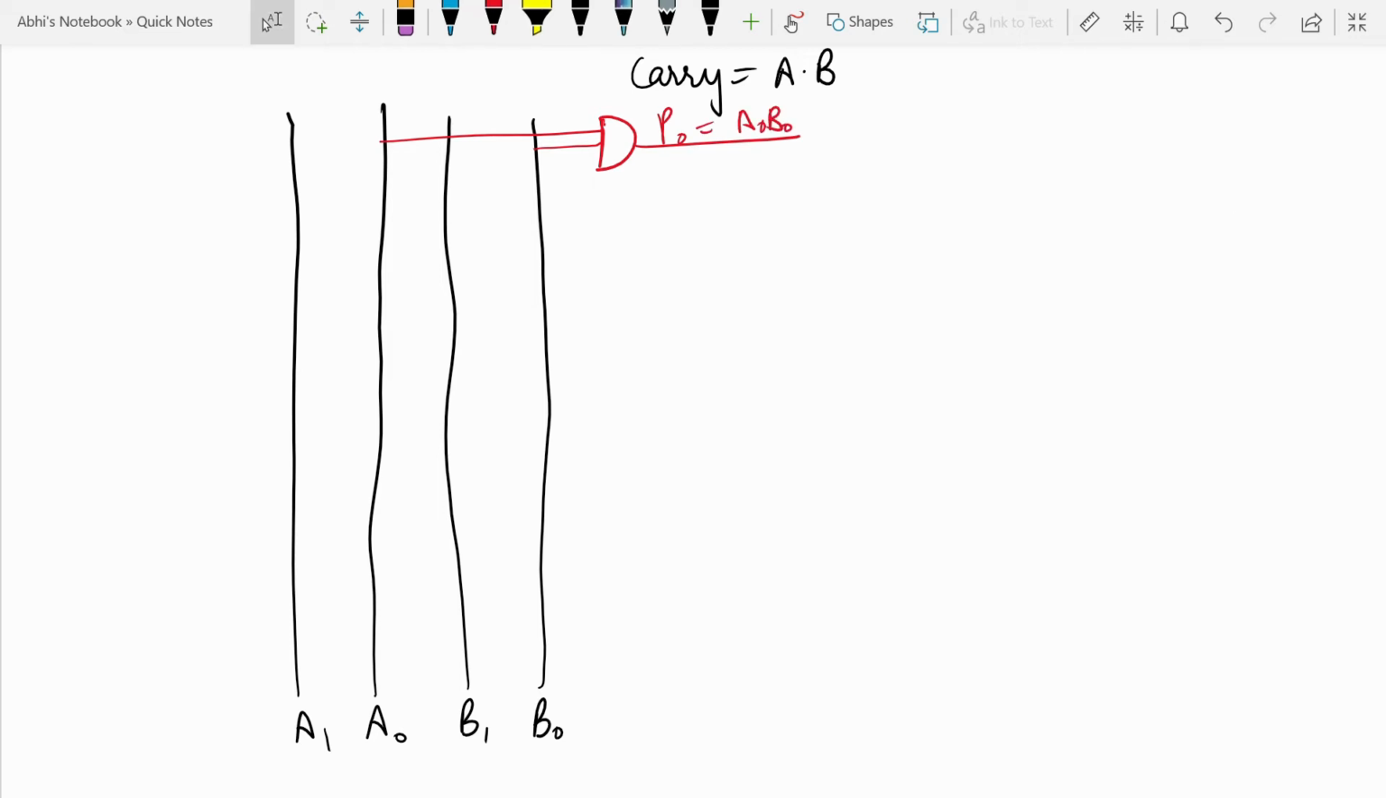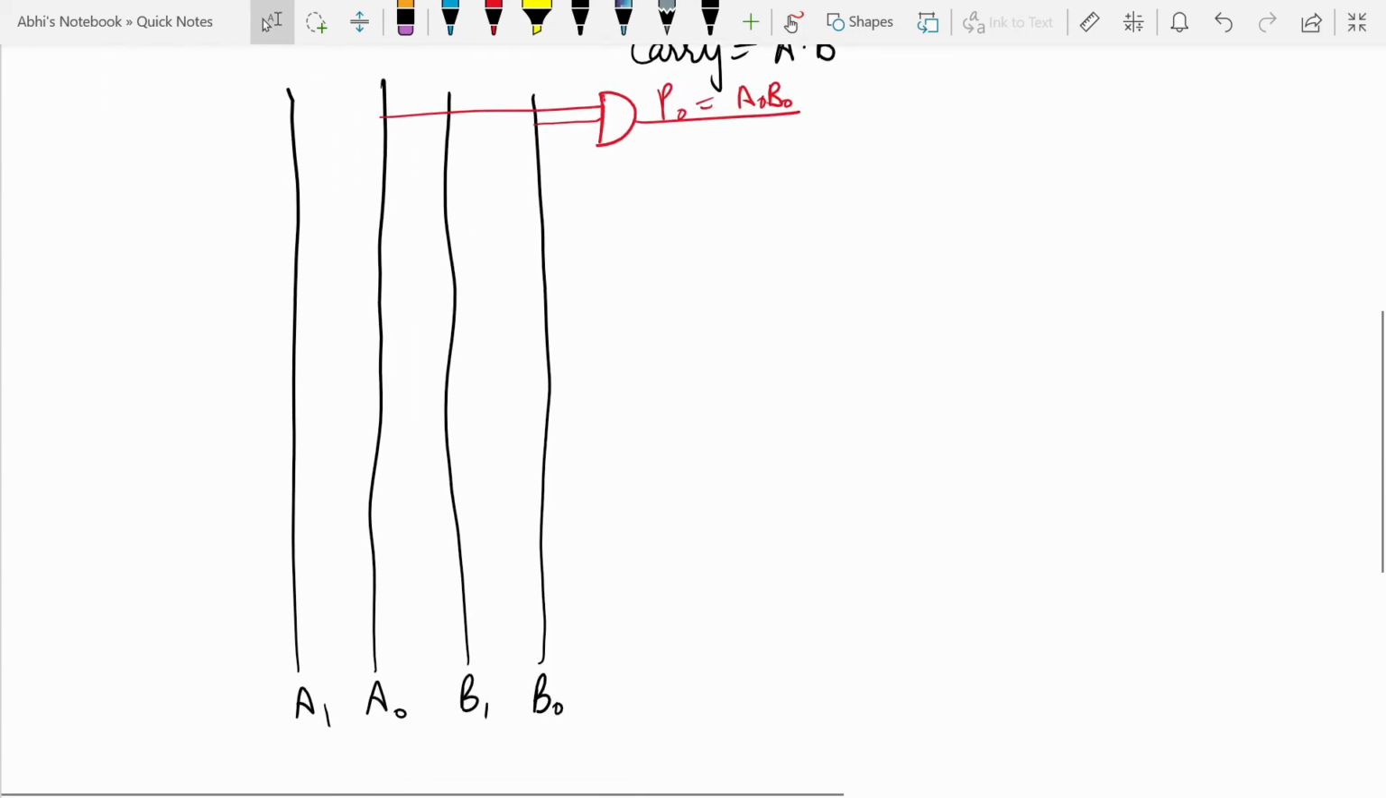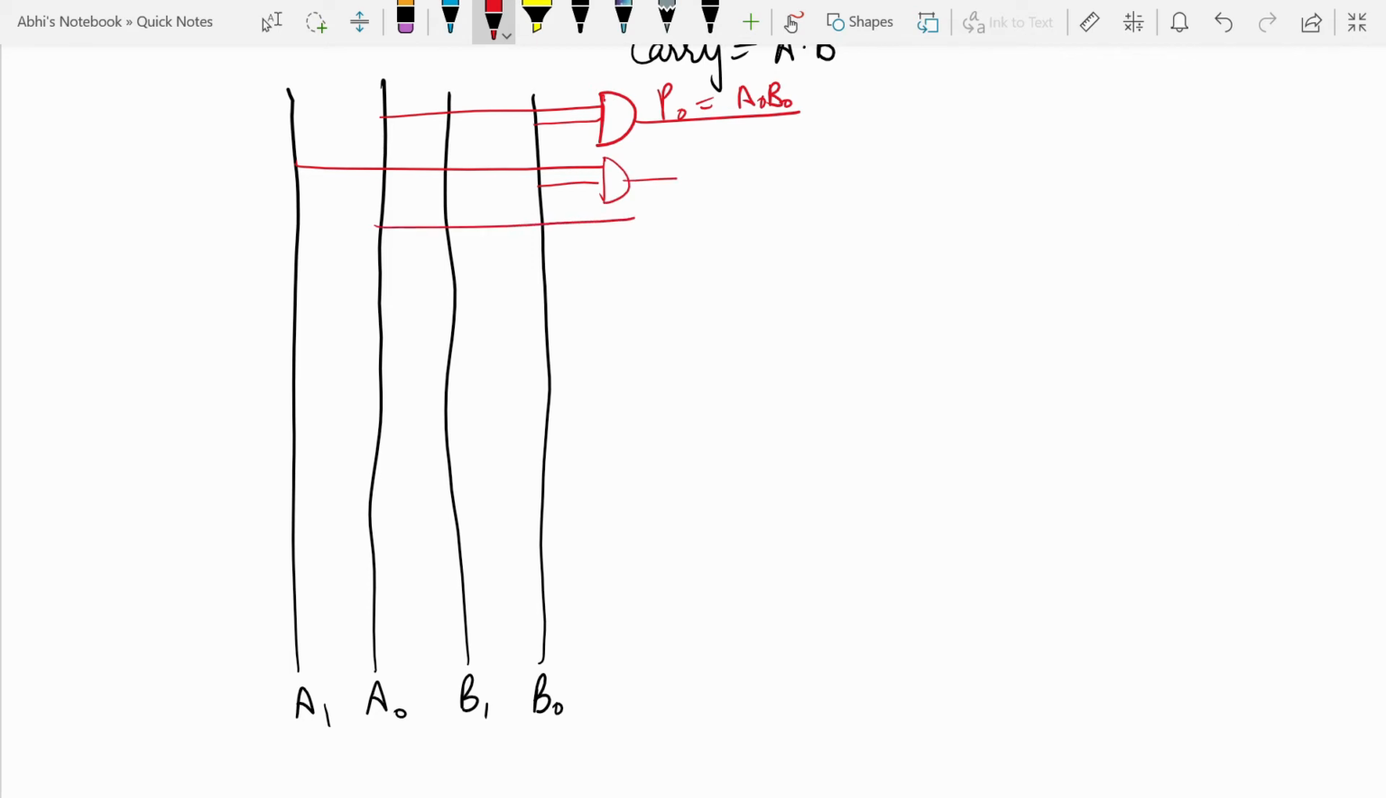Now we'll draw P1, which is nothing but A1 B0 plus A0 B1. A1 B0 and A0 B1. We'll join these two using a half adder. Here we'll have a sum and a carry. This is S1 and the carry is C1.